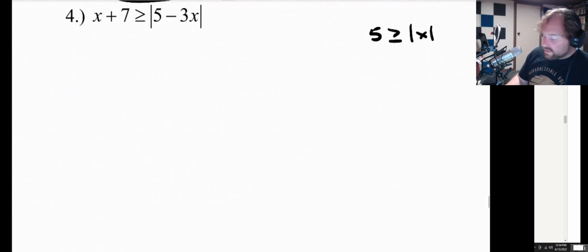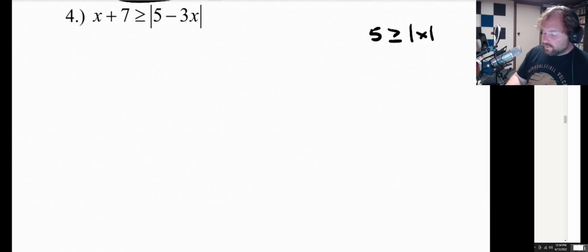Well, if you have any number that's greater than 5, that won't work. So, like 5.1 doesn't work. 10 doesn't work. 100 doesn't work. But also, if we go into the negative territory, negative 5.1 doesn't work. Negative 10 and negative 100, they don't work either, because the absolute value makes them positive.